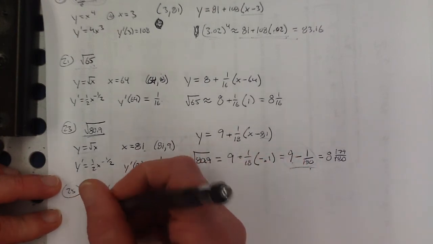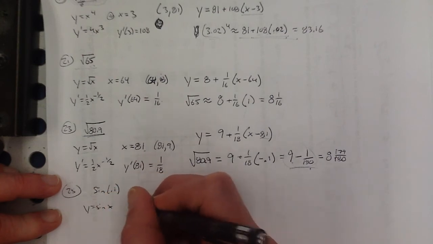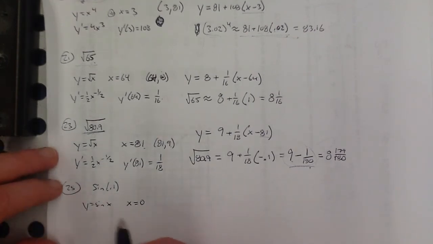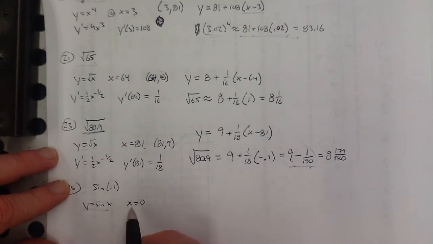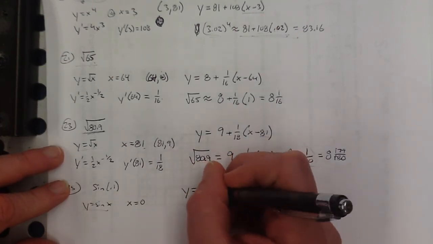So I'd like to approximate the sine of 0.1, and that's pretty close to the sine of 0. So obviously the sine function is my function. I'm going to do it at x equals 0. I'll make a tangent line, and I'll let you do the work here. I don't know if you remember this. We've seen a few times that the tangent line to the sine function at x equals 0 is the line y equals x.